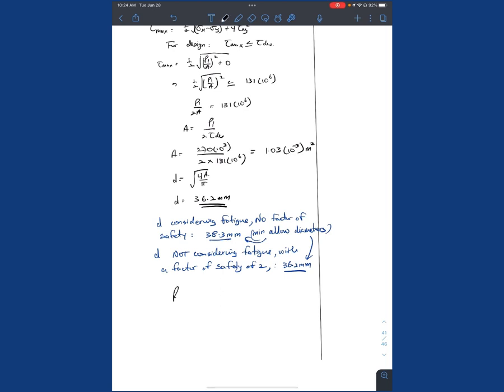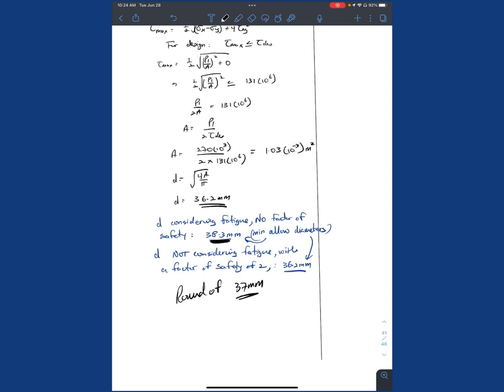Then we save. Let's just round it off to 37, and we go ahead and we make this part, right? What this means is that in reality, with the fatigue load, it will fail after some time. After a number of cycles, it's going to fail because the minimum allowable diameter was 38.3. Anything less than that, we're saying it's going to fail before infinite life or before a million cycles.